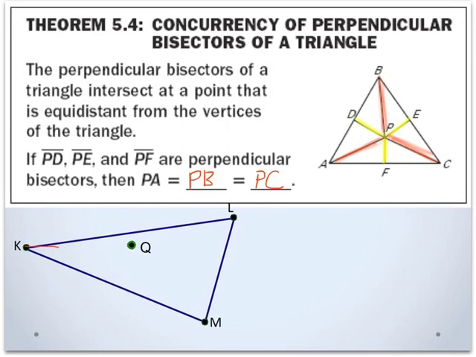So if I were to tell you that KQ was equal to 18, you would be able to deduce that QM and QL was also 18 by this fact.